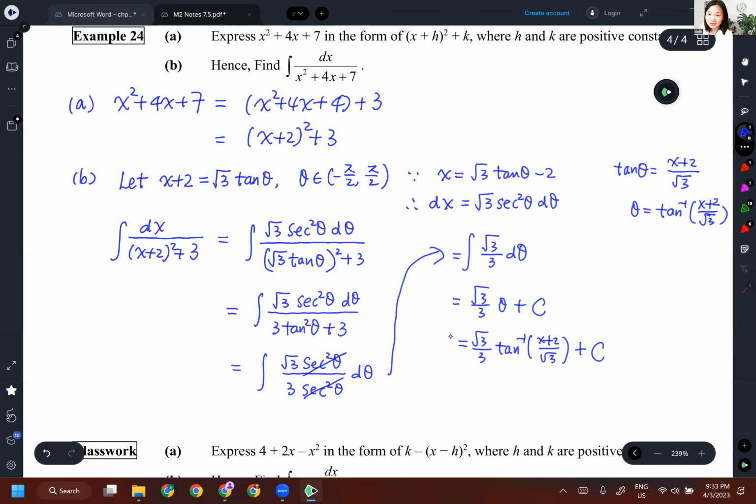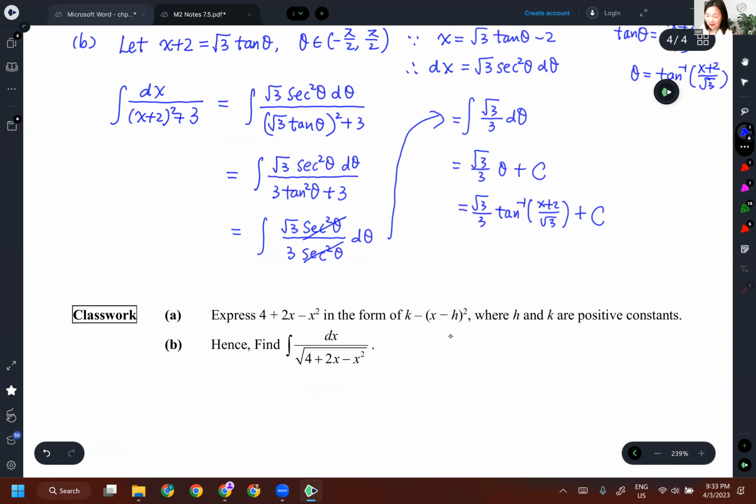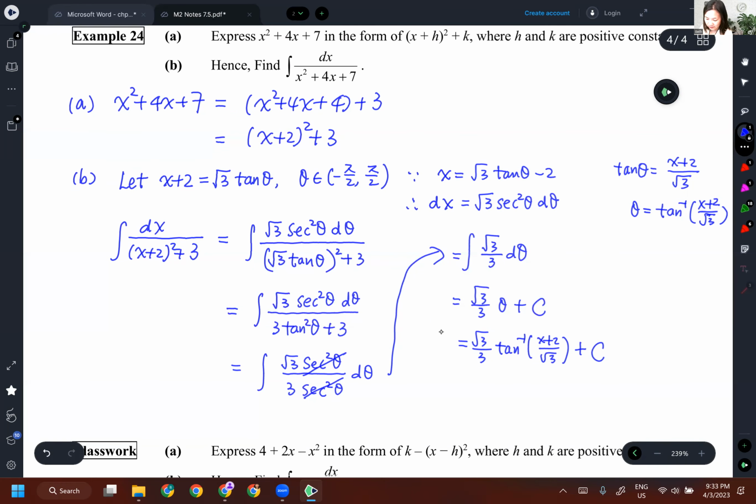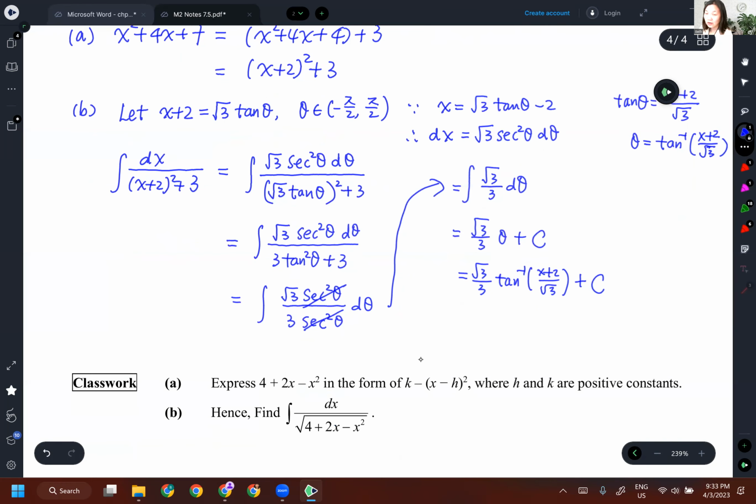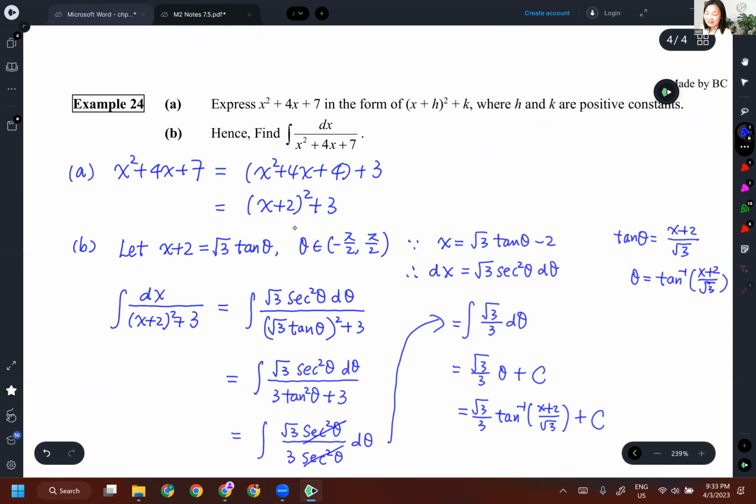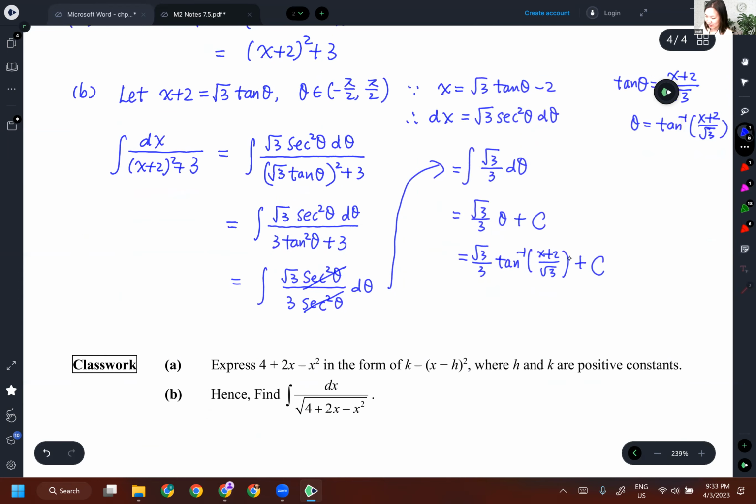Can you do the classwork? Now, in the classwork, you must think of the substitution yourself. It's not the same as this one. You try.